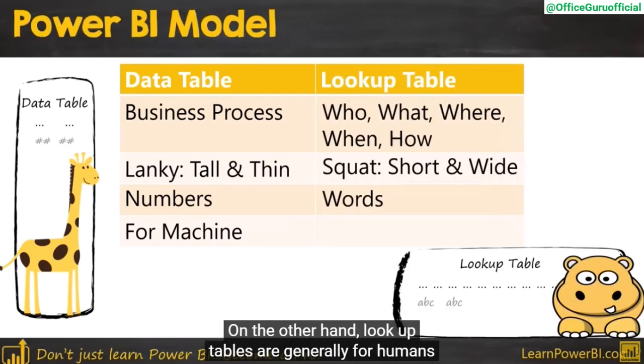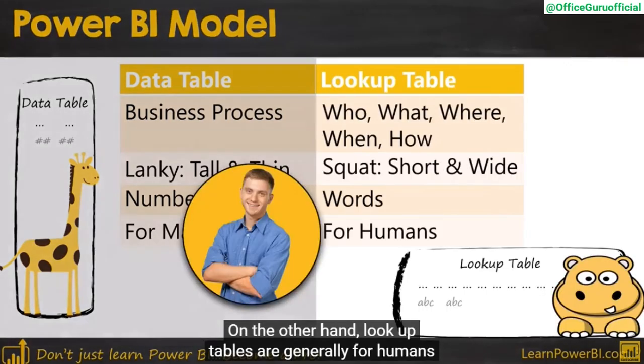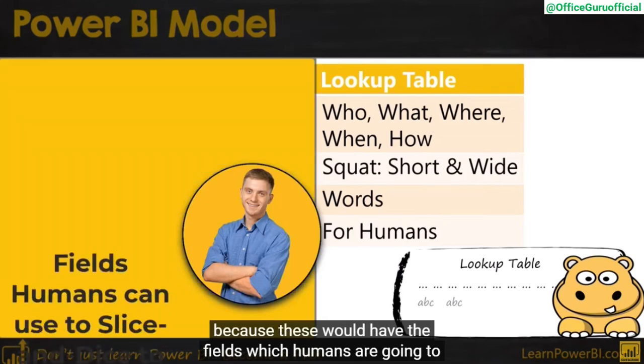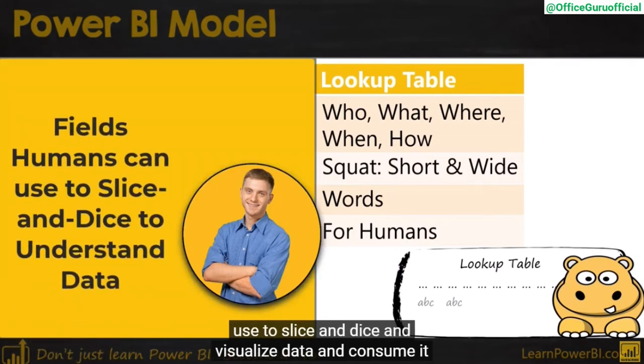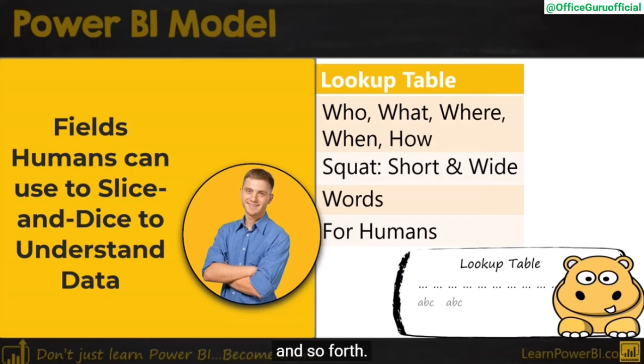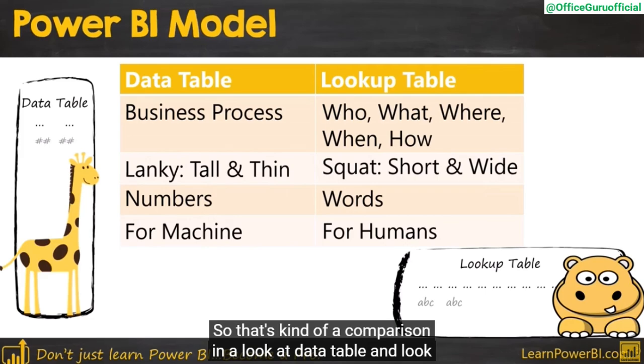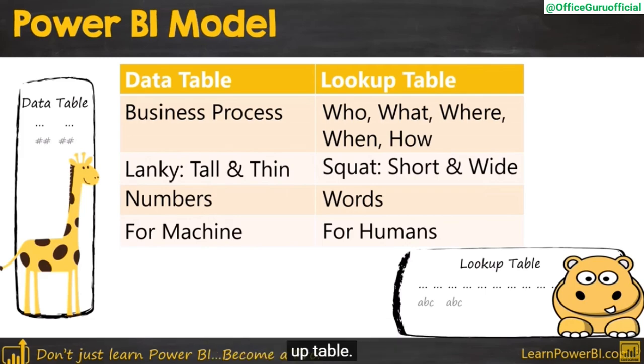On the other hand, lookup tables are generally for humans, because these would have the fields which humans are going to use to slice and dice and visualize data and consume it and understand it, right? So we have the sales amount crunched from the data table, but then we want to look at it by product category and subcategory and the customer occupation and so on and so forth. So that's a comparison and a look at data table and lookup table.